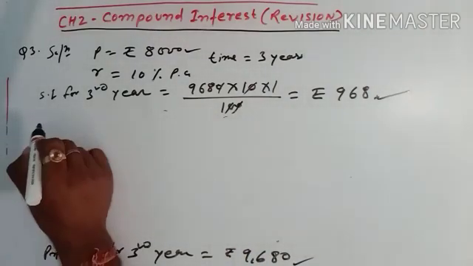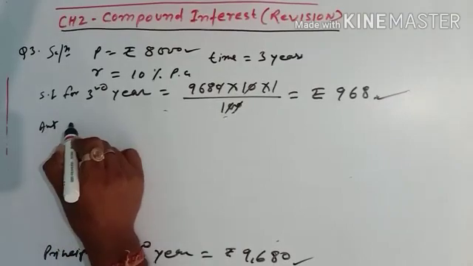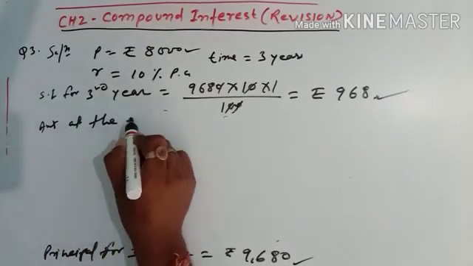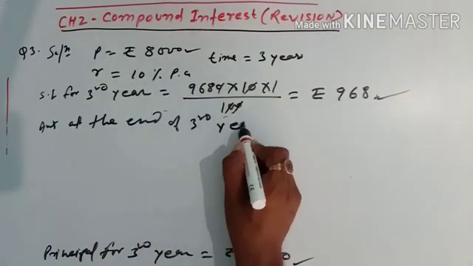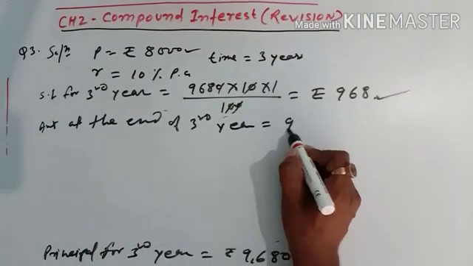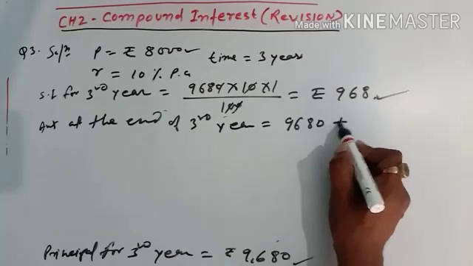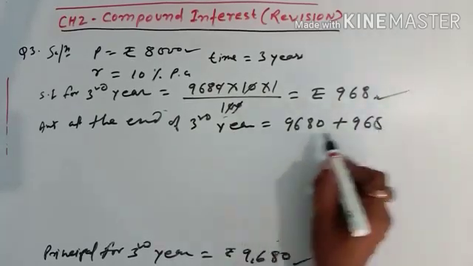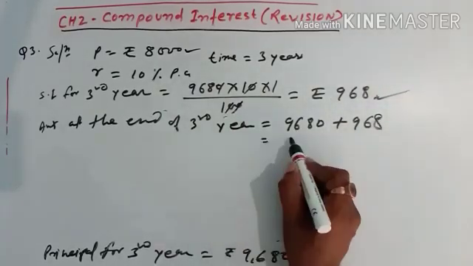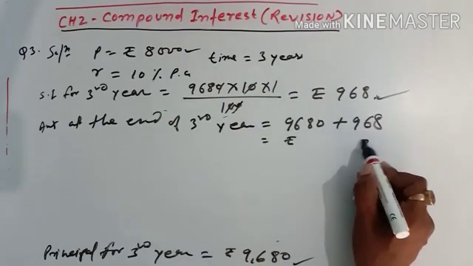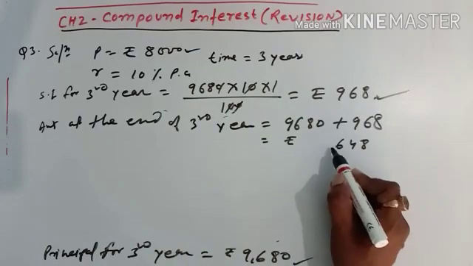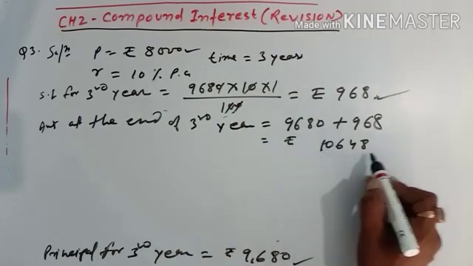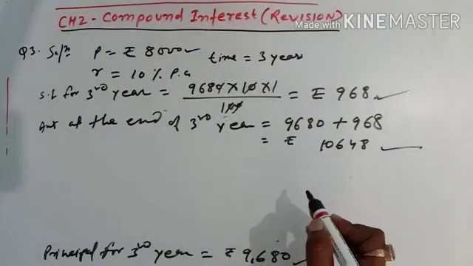Fine. Now the amount at the end of third year would be 9680 plus 968. When you add this, what will you get here? It's 10,648. This is the amount at the end of third year.